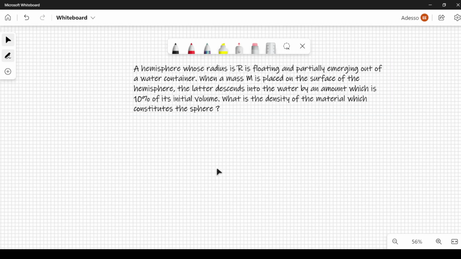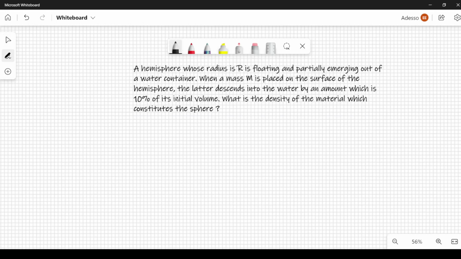A hemisphere whose radius is a capital R is floating and partially emerging out of a water container. When a mass m is placed on the surface of the hemisphere, the latter descends into the water by an amount which is 10% of its initial volume. What is the density of the material which constitutes the sphere?